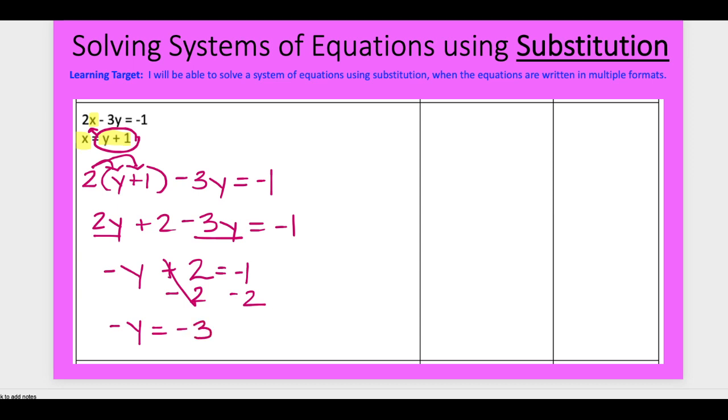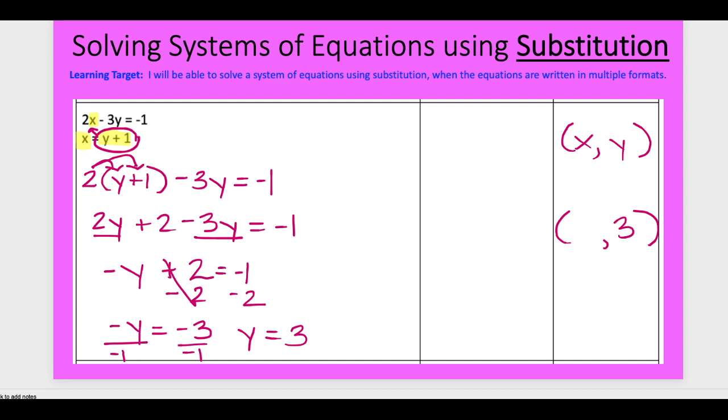But I don't want to ever leave a variable with a negative symbol like I have here. So I'm going to go ahead and divide both sides by negative 1 to make that negative symbol cancel out. So then I end up with y equals positive 3. So that's part of my solution. Now I need to figure out the x value because I now have the y value. So when I write my solution as an ordered pair, I have just figured out the y coordinate. So I'm going to go ahead and write the 3 there. But now I need to solve to find the x.